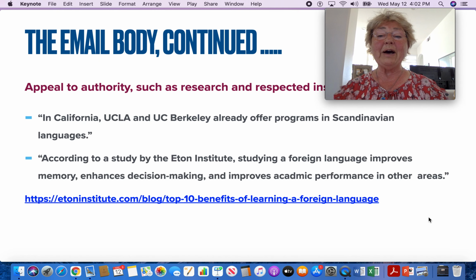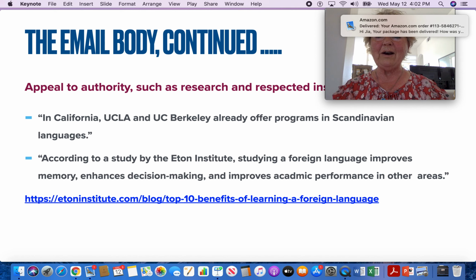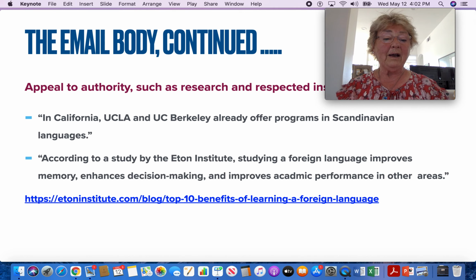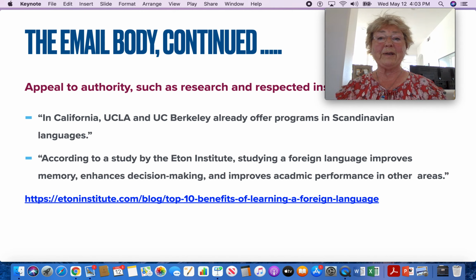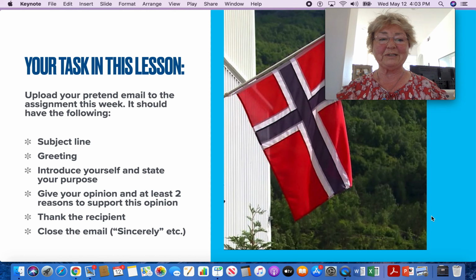Now, for the email body, you can also do one more thing, also in your textbook. You can appeal to authority, such as research and respected institutions. Like, in California, UCLA and Berkeley already offer programs in Scandinavian languages. Or, according to a study by the Eaton Institute, I looked this up, studying a foreign language improves memory, enhances decision making, and improves academic performance in other areas. Well, hot dog, maybe we should do Norwegian.